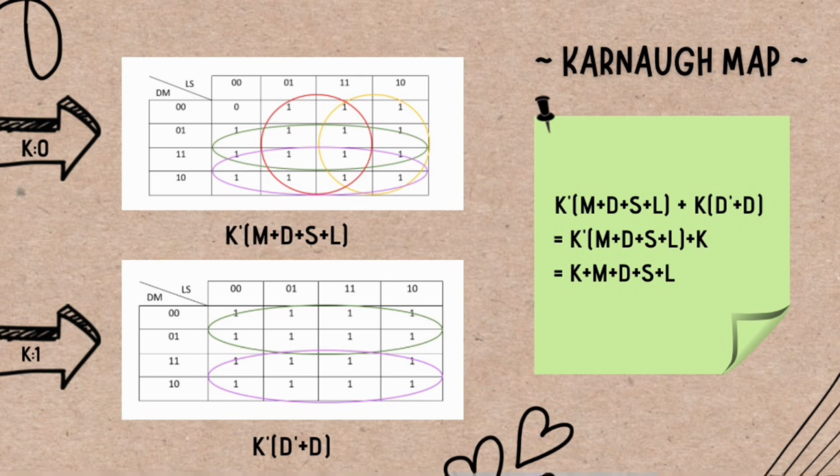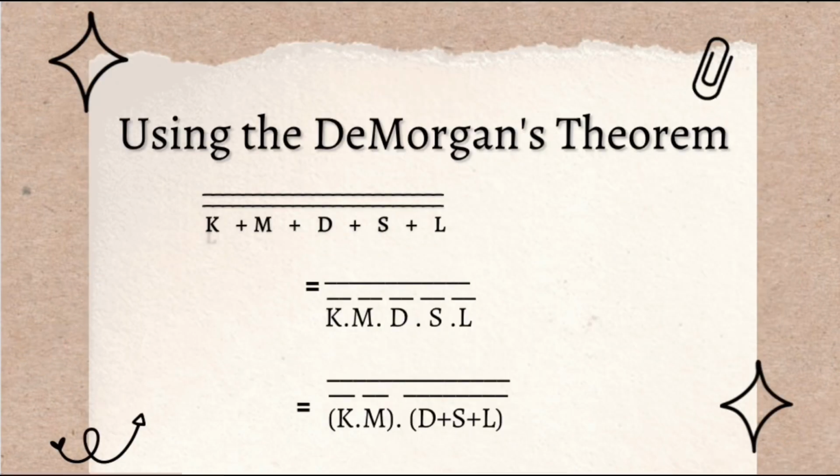And from the second Karnaugh map, we obtain D bar plus D. Then we simplify the equations from the Karnaugh maps, and we get K plus M plus D plus S plus L. So in order to do that, we must use De Morgan's theorem, where we put 2 bars on top of the equation K plus M plus D plus S plus L.